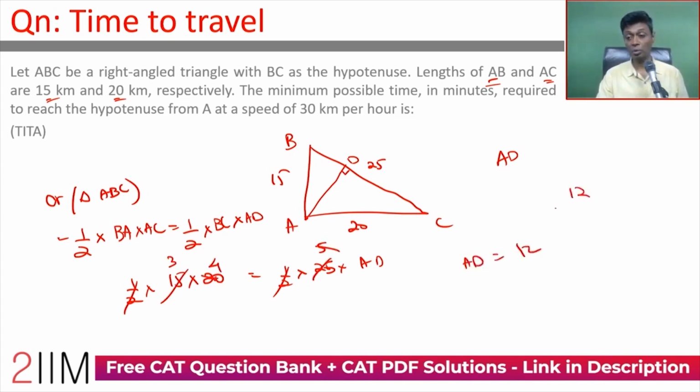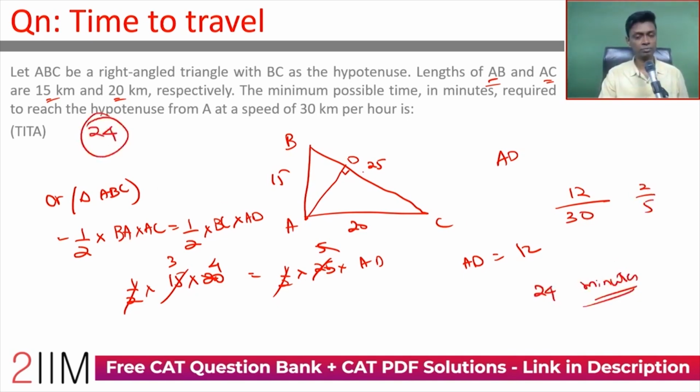You're traveling 12 kilometers at 30 kilometers per hour. This is 2 by 5 of an hour, or 2 by 5 into 60, 24 minutes. We want the time in number of minutes, that is 24. Fine. Pythagoras theorem, finding the altitude and then doing distance by speed equal to time.